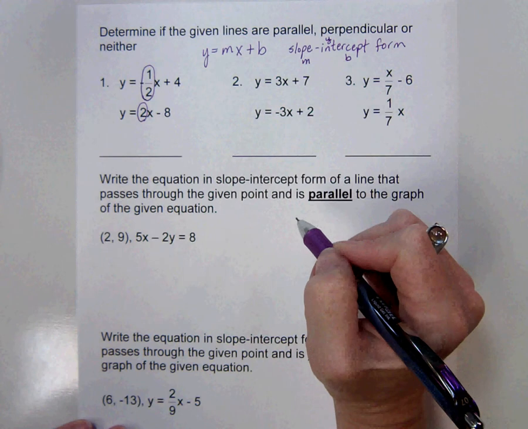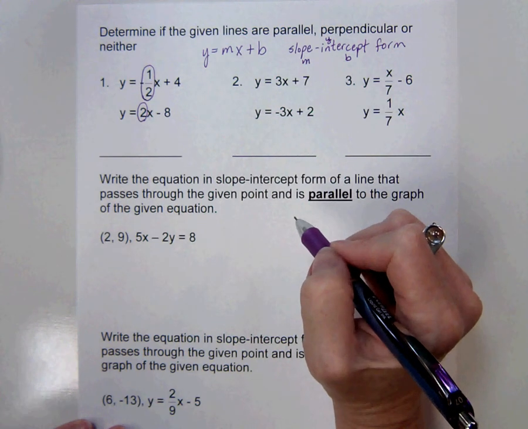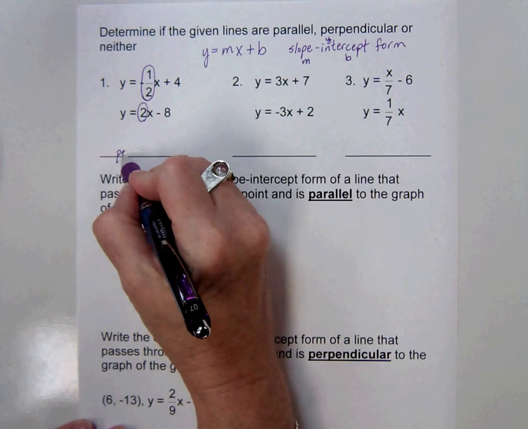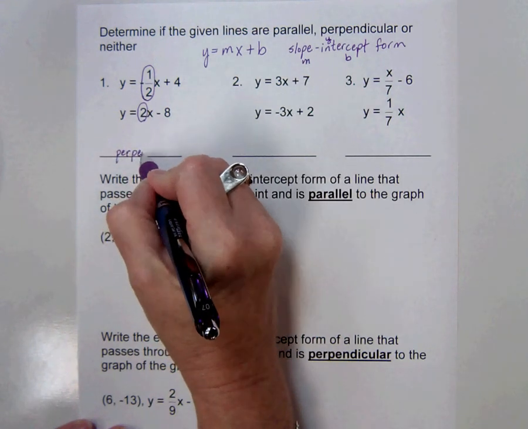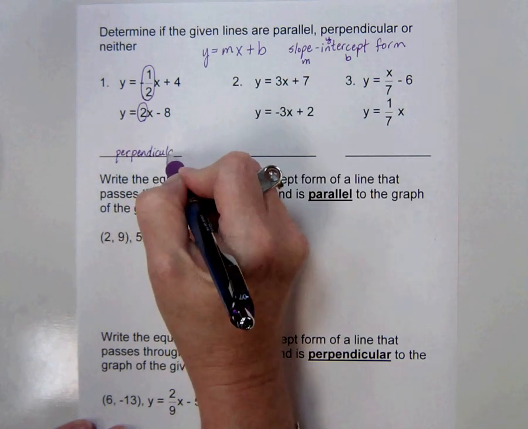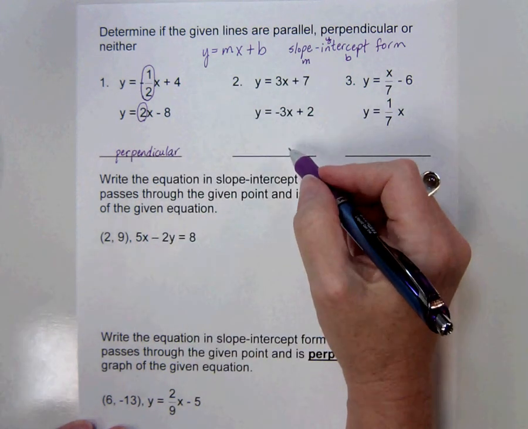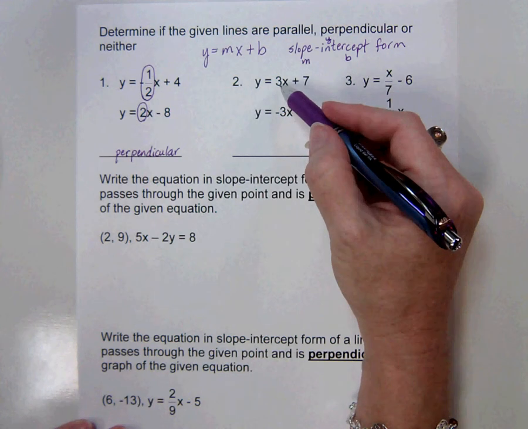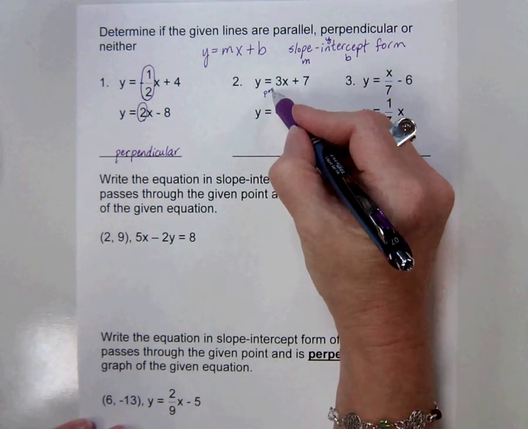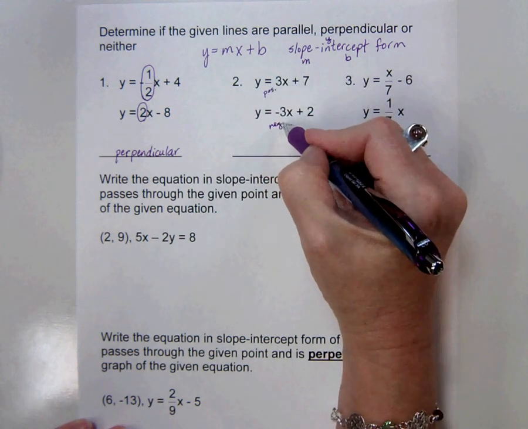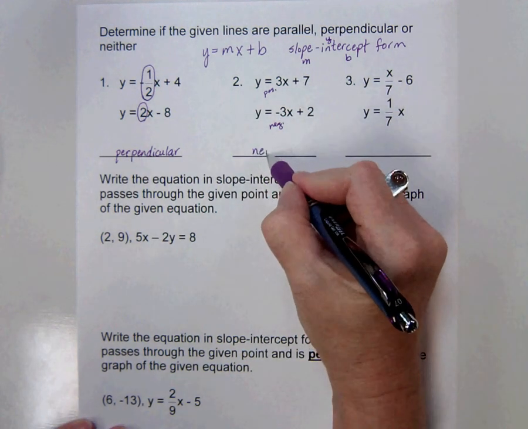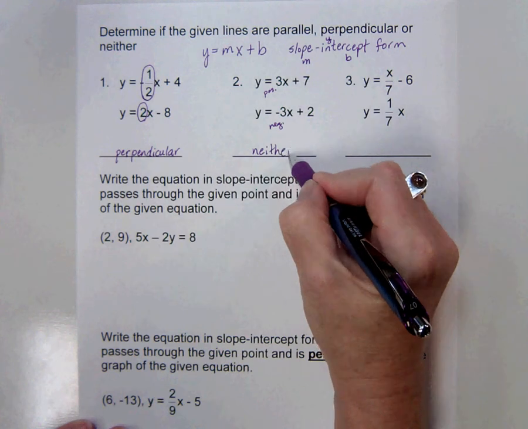On this one you have a -1/2 and a 2. Since those are opposite reciprocals, those are perpendicular. For number 2, now they look like they're the same, but they're not. This one's positive and this one's negative. So they are opposites, but they're not reciprocals. So these graphs, if we graph them, are neither parallel nor perpendicular.